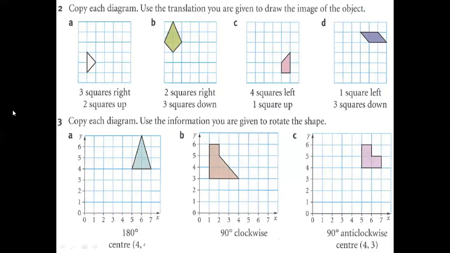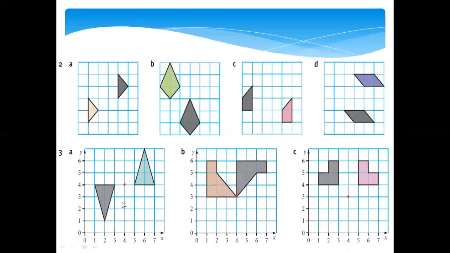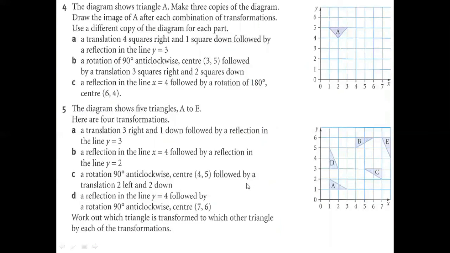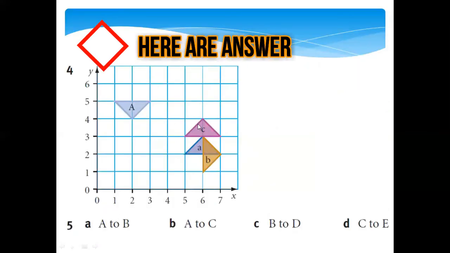Now here is rotation. Question number 3. He said use the information and rotate the shape. Here he said the center should be 4 and 4. Where is 4 and 4? 4 and 4 should be here. So you rotate 180 degrees from here to here, which means this shape will come here in this box. Let's check. Look here. You are doing the same thing. The remaining questions you should do the same way. When it's moving from here to here, it will come here.